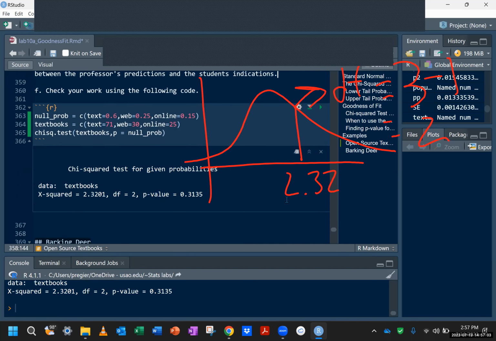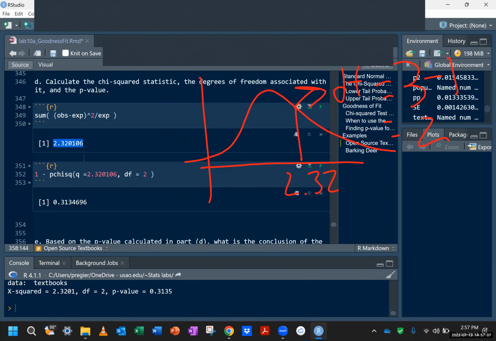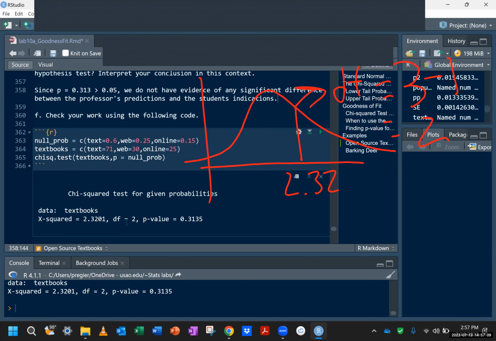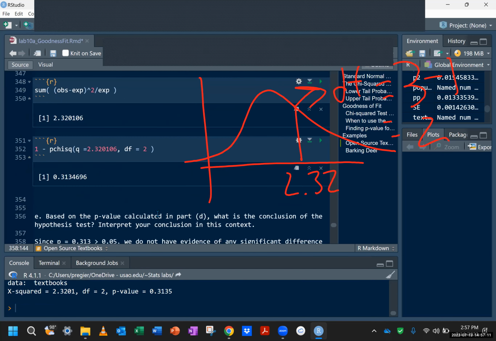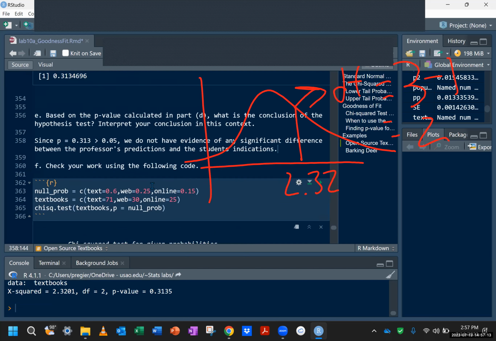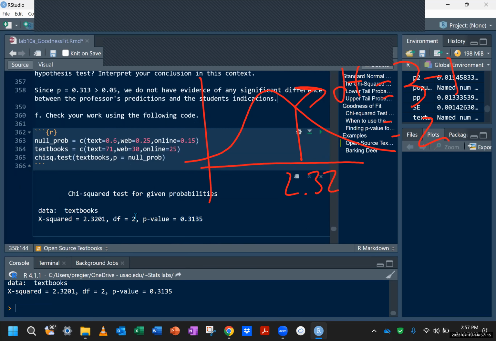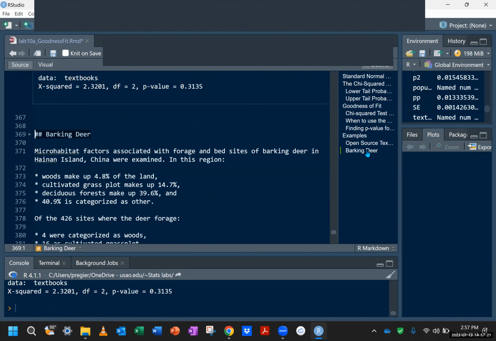And then you can check it here. You should see I got the same chi-squared value, the same p-value here, and the degrees of freedom was 2. Okay, so that's a worked-through example. You can check your work. And now it's kind of up to you to practice with the barking deer. All right. Good luck on the homework, and we'll see you in class.